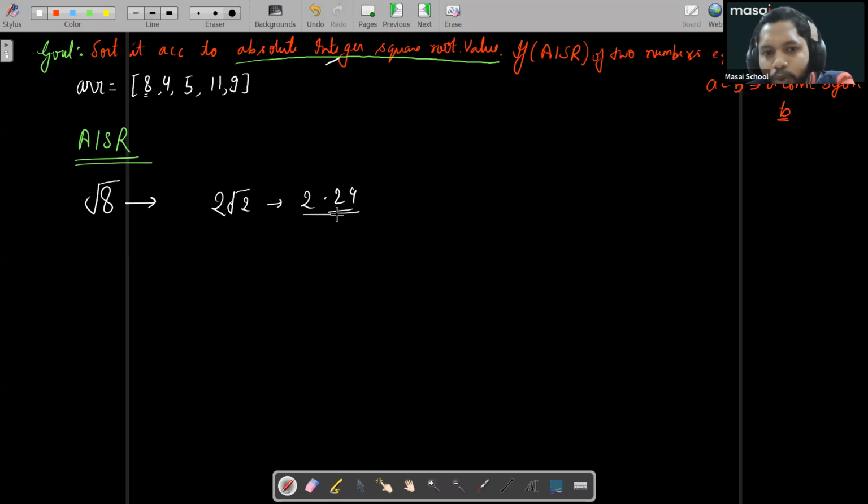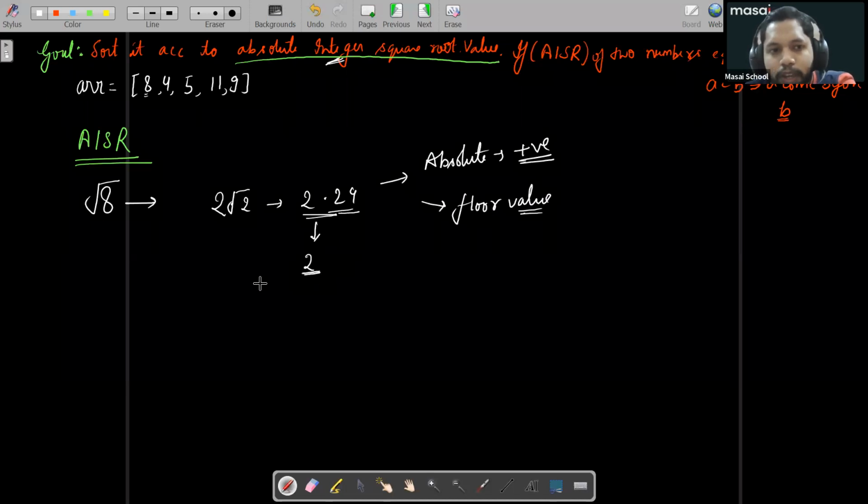So what do I need to do? I need to take only the absolute value, that means only the positive value, and the integer value. That means the floor value, Math.floor, or you can say the round off value. So the round off value will be 2, right? So for 2 root 2, the round off value will be 2, and this is the square root value.